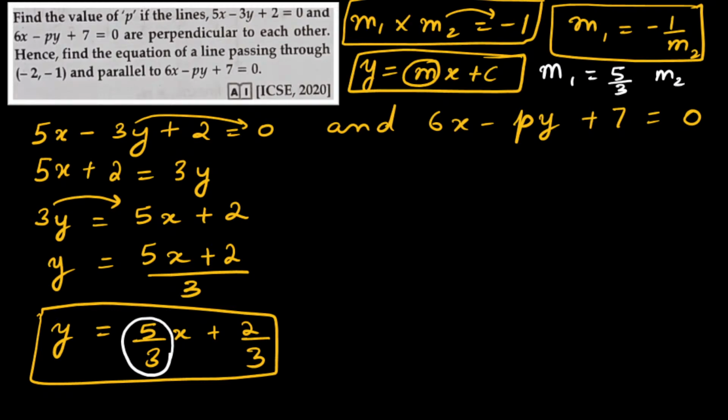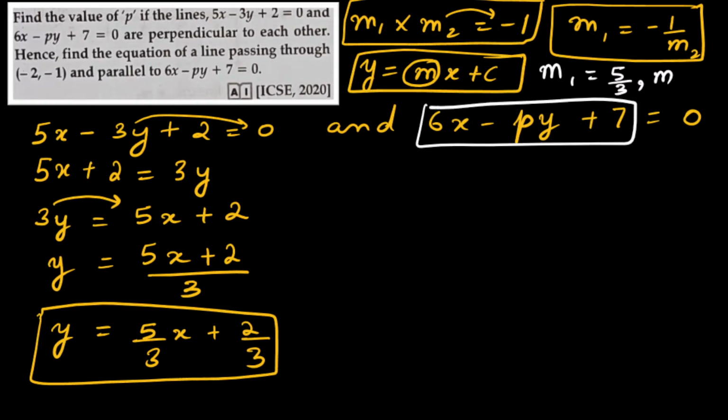So what will be the slope of the line which is perpendicular to this line? Okay, so Tarun has found the value of p also. Okay, let's check whether it's correct. We have found the slope of the first line, 5 by 3. Now tell me what will be the slope of the second line. The second line is perpendicular to this line.